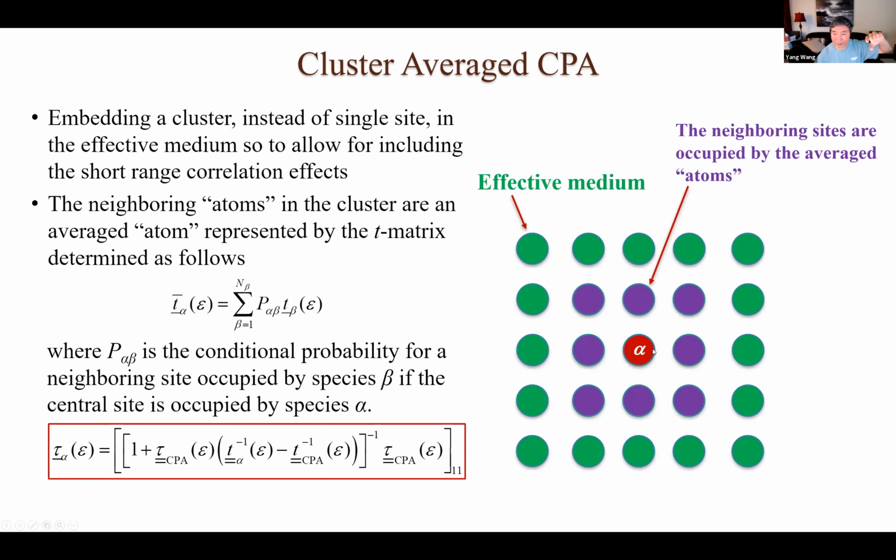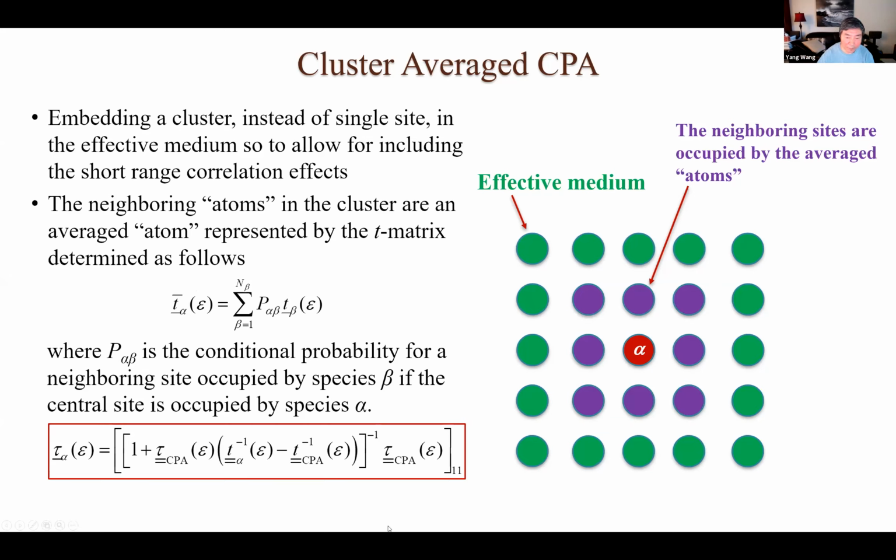T alpha is this particular atom's T matrix inverse at the upper left corner. All the other diagonal blocks are the T matrix of this average atom, so all the other diagonal blocks are T alpha inverse. Okay, so that's the construction of this T matrix. And this one is also a diagonal block matrix, with tau CPA inverse at the center.